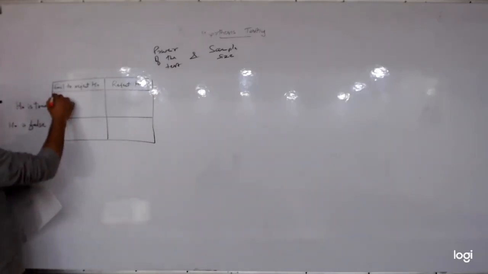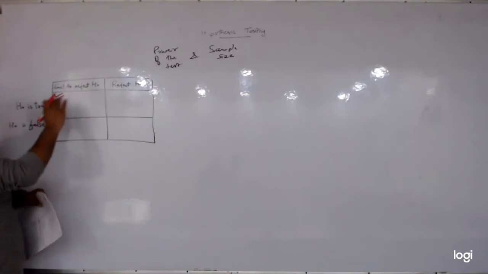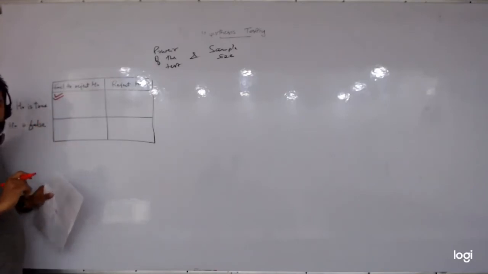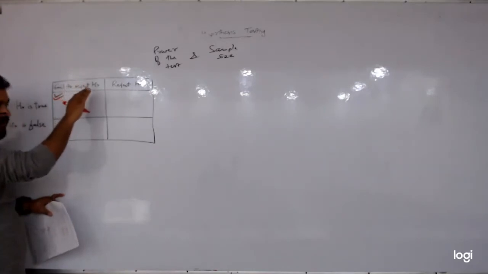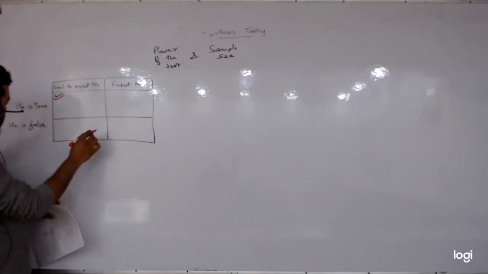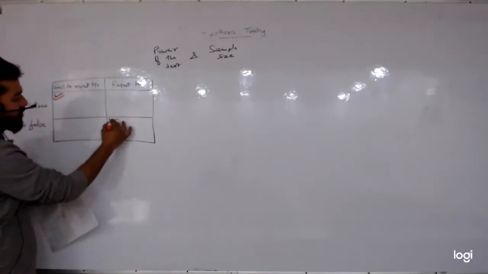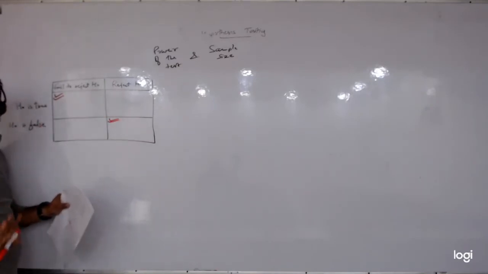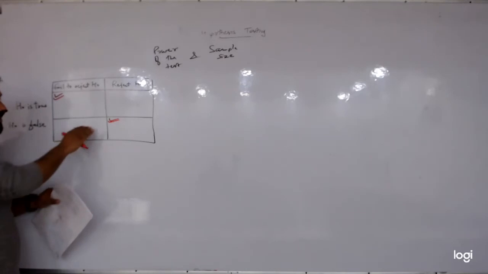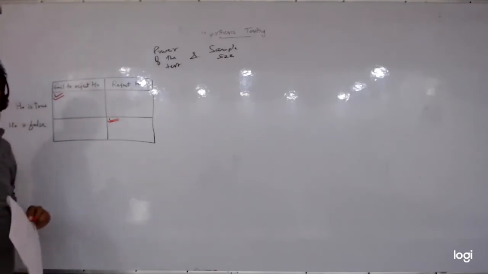This I would say is a good outcome. This is true and we fail to reject it. This is how it should be. And if it's false, we should reject it. These are where we should be. But these are where we can accidentally be.